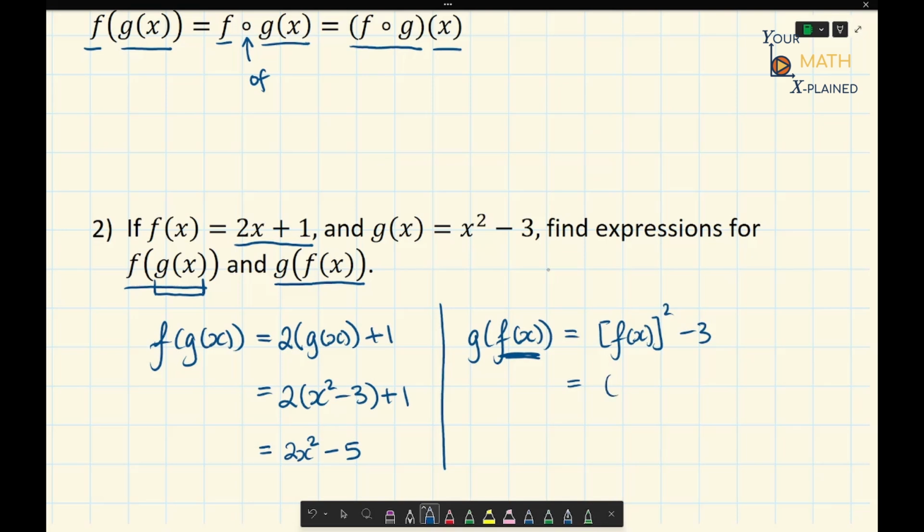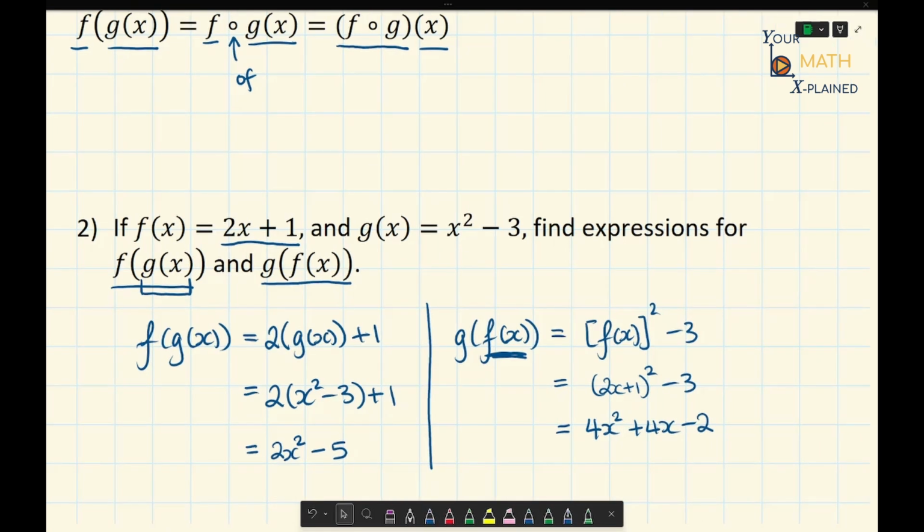So that becomes 2x plus 1, all squared, minus 3. And then we're going to expand that and simplify it, and this ends up being 4x squared plus 4x minus 2. So again, note that the order of the substitution here does matter because we created two completely different results.